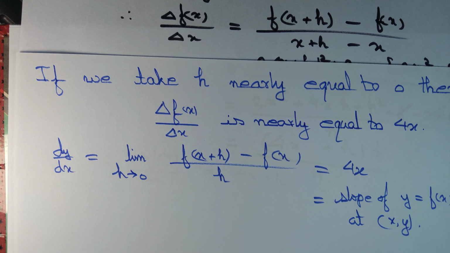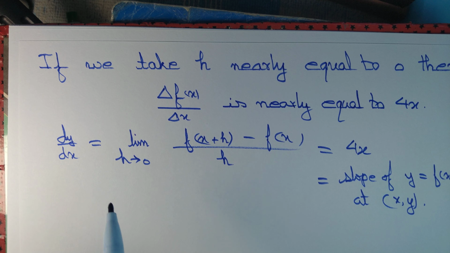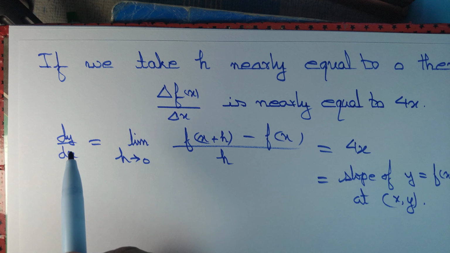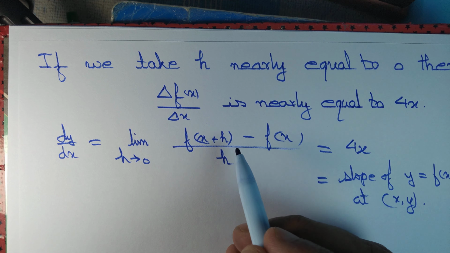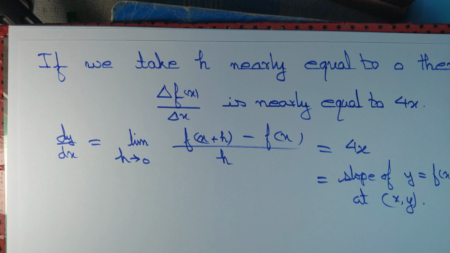We tend to get the slope of y equal to f(x) at the point (x, y) just by finding the derivative. What are derivatives? This is the change in f(x) by change in x when change in x is nearly equal to 0, or in the limiting case. Once again, dy by dx or derivative of y equal to f(x) is given by limit h tends to 0, f of x plus h minus f(x) by h, and it turns out to be giving us the slope of y equal to f(x) at (x, y).